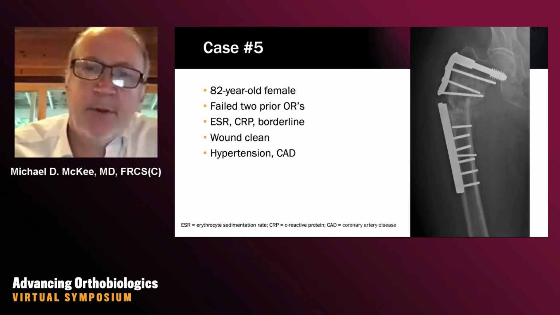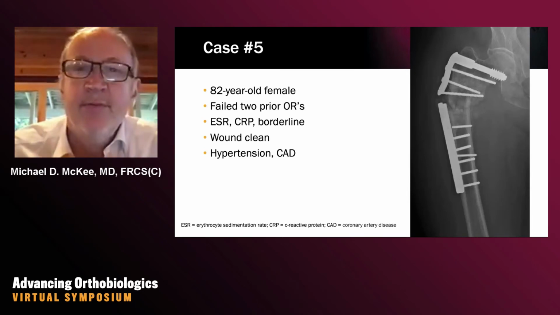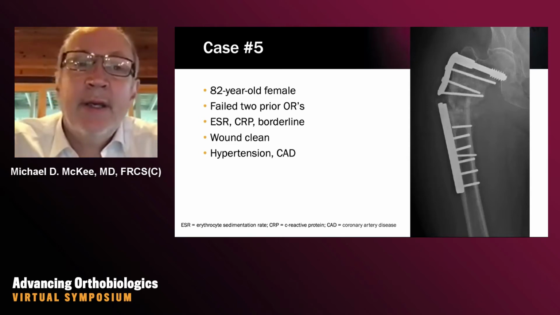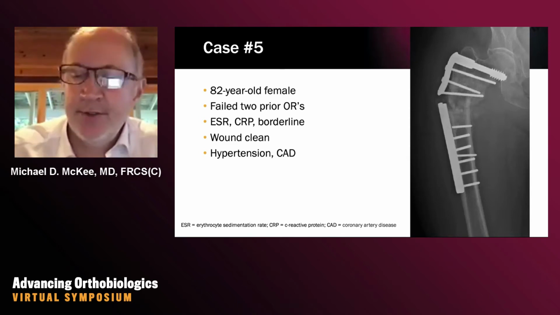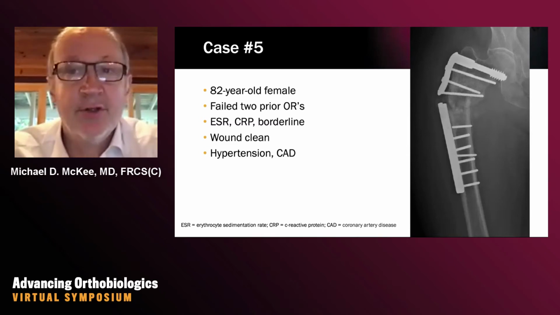And this is someone who's had, and if you look carefully there, you can see a number of screws from 2 separate previous operations, not just one. So with the ESR and CRP and 2 failed operations, infection was a significant concern in this patient.